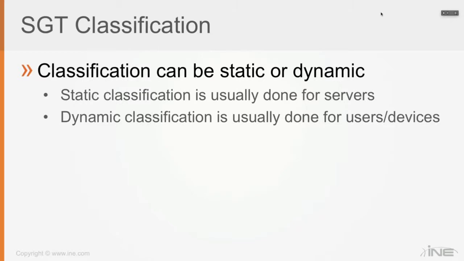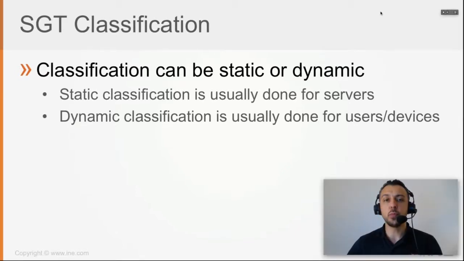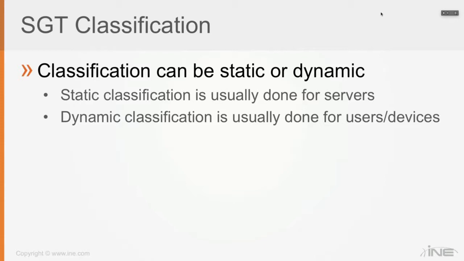Now, SGT classification can be done statically or dynamically. Statically is usually done for servers because servers don't perform 802.1X authentication. So usually you don't authenticate servers connected to the network because they are in the data center. So for sure, you have other ways of making sure who can connect anything in the data center. There are other security measures in there. And dynamic SGT assignment is usually done for users or devices which are going to be connected in the campus or via VPN or from remote branches.